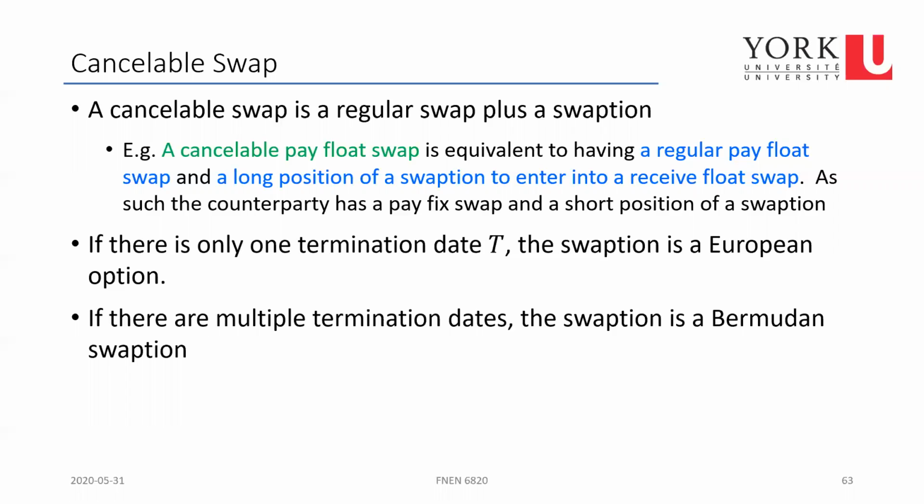You can think of that as entering another swap that canceled out the payments. So for example, if you have a cancelable pay float swap, then essentially that means you have a regular pay float swap, and then you enter into the option, a swaption. Basically, that swaption, once exercised, will give you a receive float swap. So what you receive on the float will cancel out what you pay on the float. So basically, then the swap disappeared.